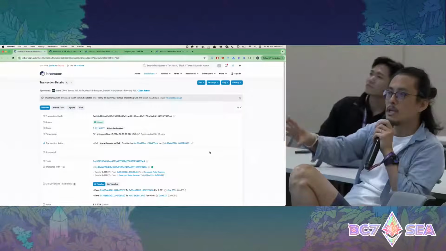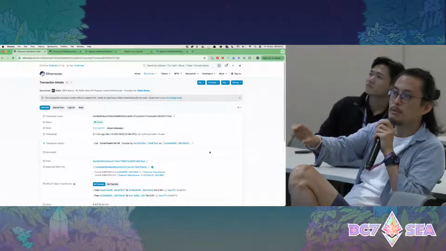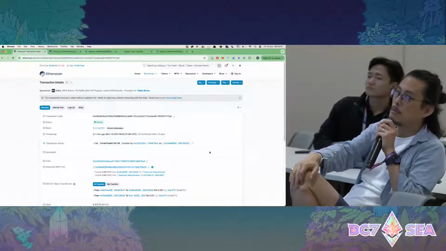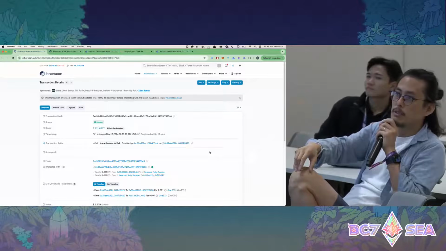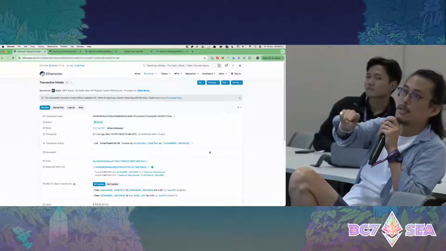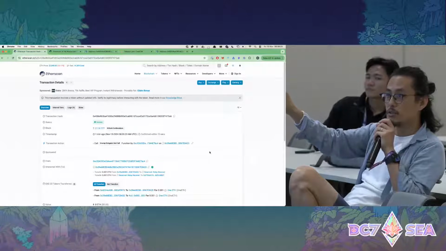And the relayer is... Sorry? Who put the money? The user. The user voluntarily put the money in before this happened. Yes. So before, the user put some amount of ETH, then they put the bridge instruction.